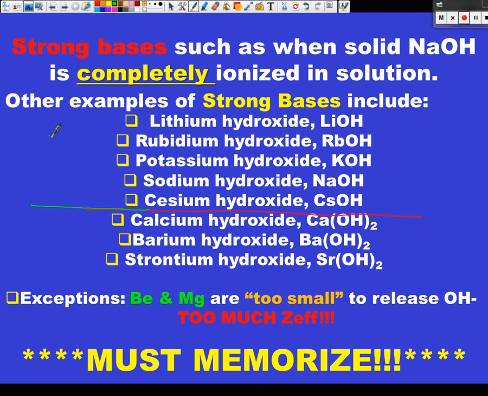Above the line is group 1. Below the line is group 2. Now, there are 2 exceptions.